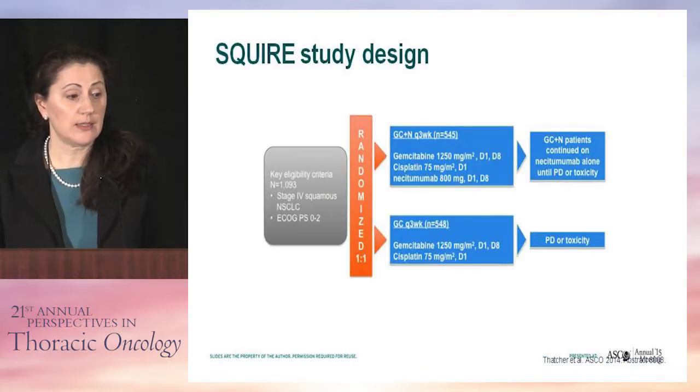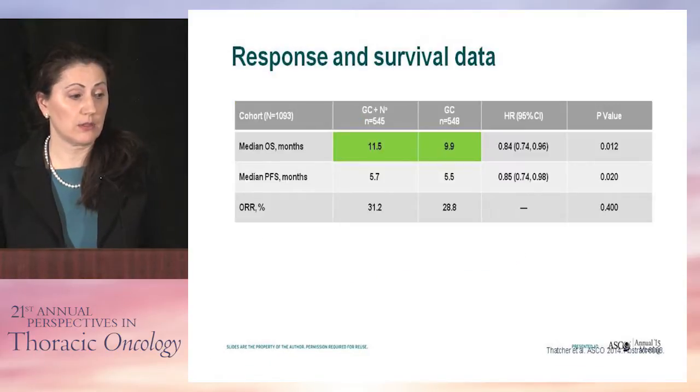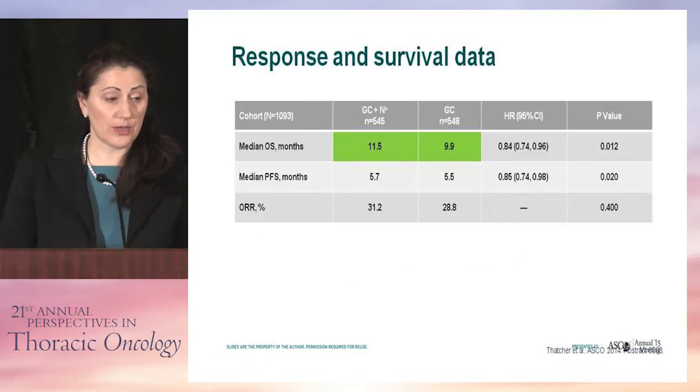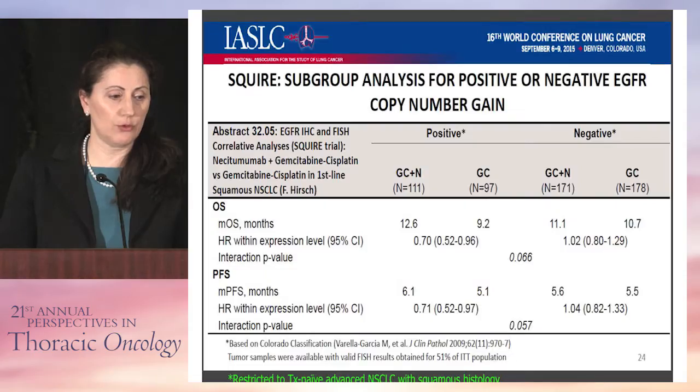The SQUIRE study with necitumumab, another antibody against the epidermal growth factor receptor, and a backbone of gemcitabine and cisplatin, demonstrated that there was benefit in terms of overall survival as well, modest benefit, but a hazard ratio of 0.84. And in the copy number gain subset, the benefit again was larger.